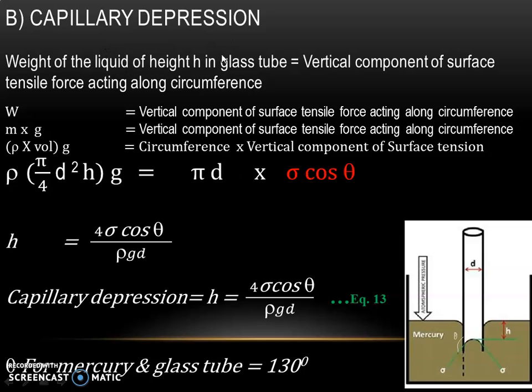To find expression for capillary depression, we will use the same expression, that is h is equal to 4 sigma cos theta divided by rho g d. For water, theta was taken as approximately equal to 0, but for mercury, the angle theta is equal to 130 degree.